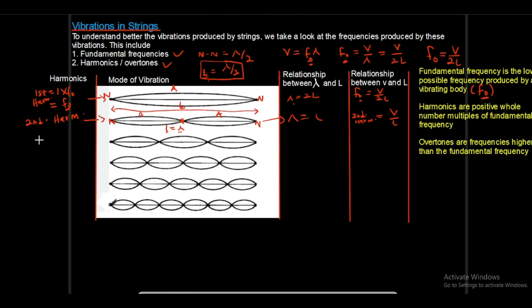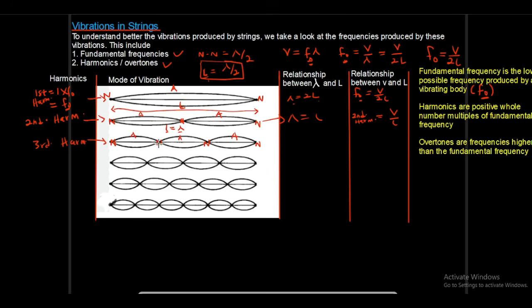Now if we want to go for the third harmonic, for third harmonic we consider three loops. So this is one loop, this is the second loop, and this is the third loop. Don't forget, a loop will always start with node and end with node for a string. So this is three loops. From our knowledge of stationary waves, we know that this point is a node, this is a node, this is a node, and this is a node. This is antinode, this is antinode, and this is antinode.